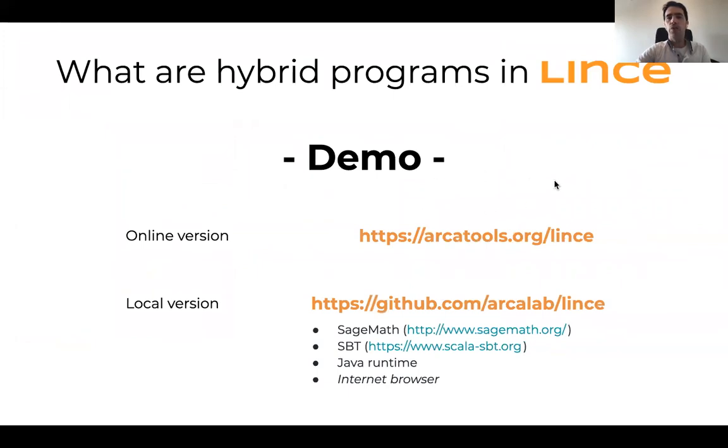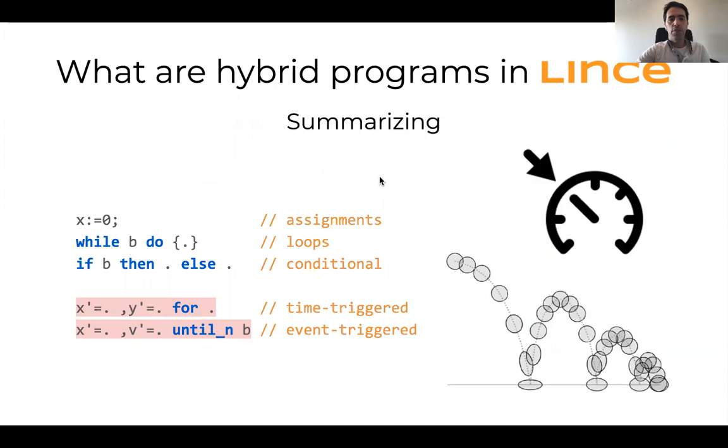So this is roughly how you use Lince. So summarizing, you saw you have some code where you have these assignments. We have some kind of loops and conditionals. These are the standard programming language constructs. But we have these special magical things where we have differential equations, so this continuous behavior. And you have either for or until clauses to specify a time value or a condition that allows you to stop. Unfortunately, these time conditions actually require this step. Otherwise, you can survive without that step. So this is a rough definition of hybrid programs in Lince.